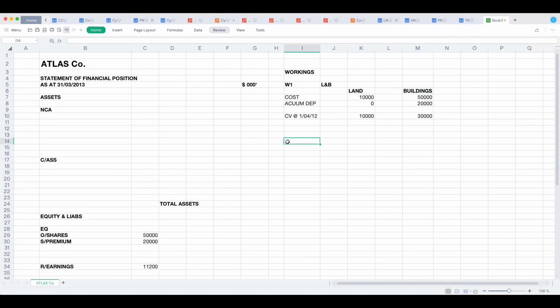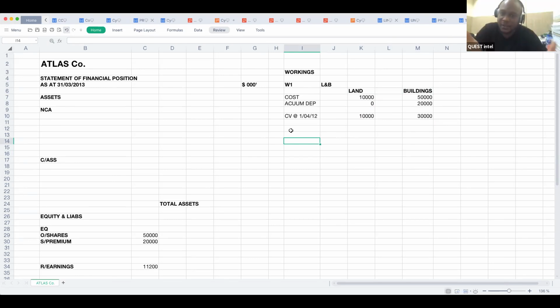Can I ask a question? Yeah, please go ahead. That's 20,000, the accumulated depreciation. Can we do it as negative 20? Yeah, and then add it up. Absolutely. Anyhow you want to do it, anything that works for you, and you'll see me switch a lot. I don't care.